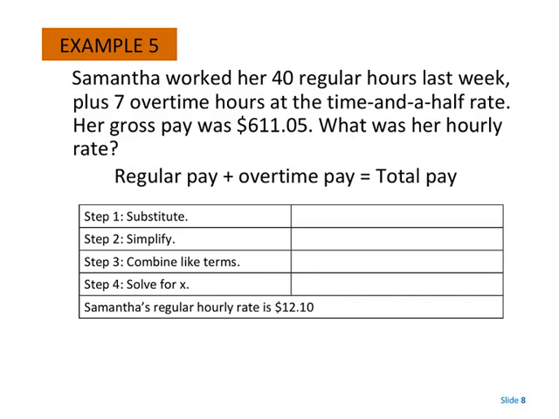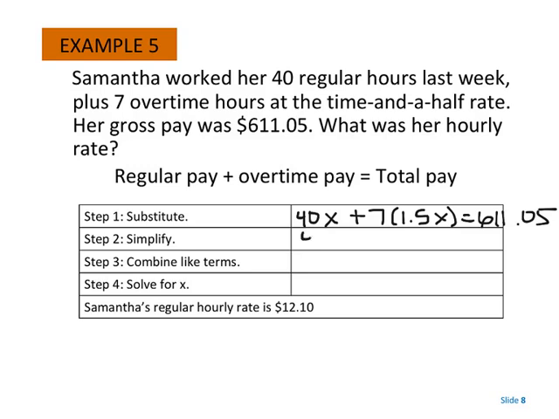So we're going to write our 40 hours, and multiply it by the pay, x. Then we're going to add the 7 hours of overtime that she worked, multiplied by 1.5 times her pay, x, because that's her overtime pay. And we know that she got paid $611.05. So we're working backwards, and we now need to simplify.